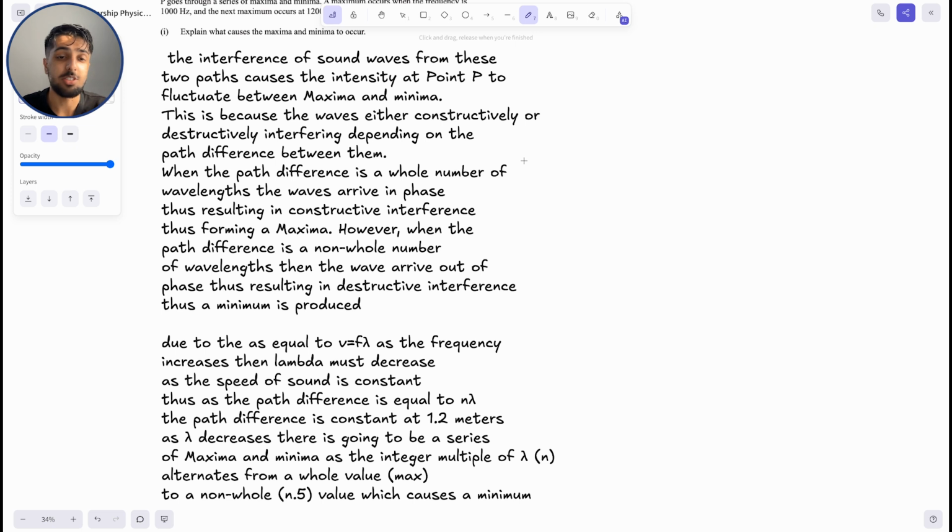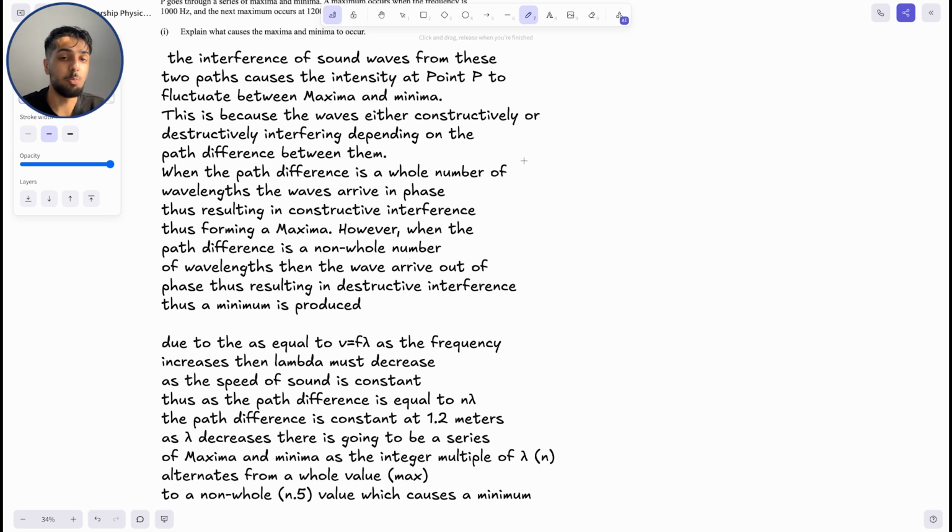When the path difference is a whole number of wavelengths, the waves arrive in phase, thus resulting in constructive interference, thus forming a maxima. However, when the path difference is a non-whole number of wavelengths, like n.5, the waves then arrive out of phase, thus resulting in destructive interference, thus a minima is produced.